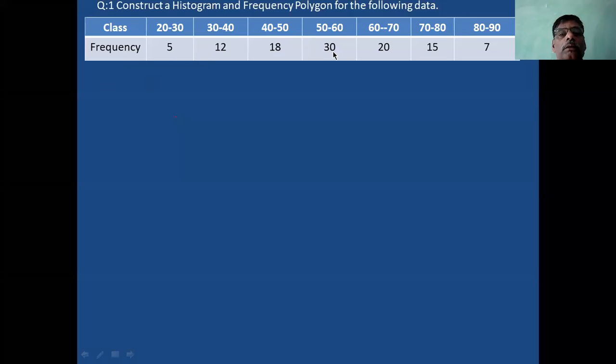Highest value is 30. Therefore, in the x-axis we require up to 90. On the x-axis we show the class, and on the y-axis we show the frequency. Highest frequency is 30, so on the y-axis the units required are a maximum of 30.